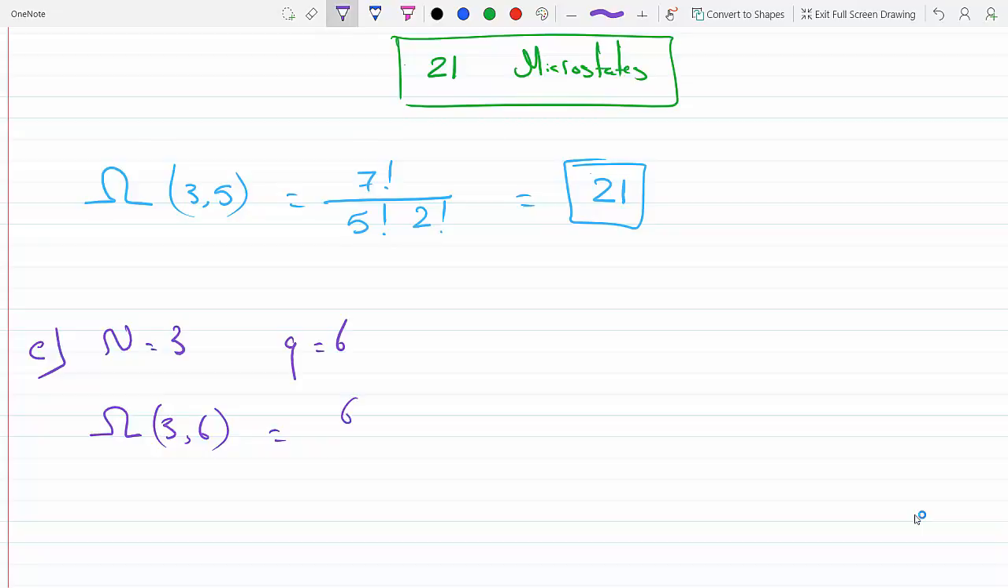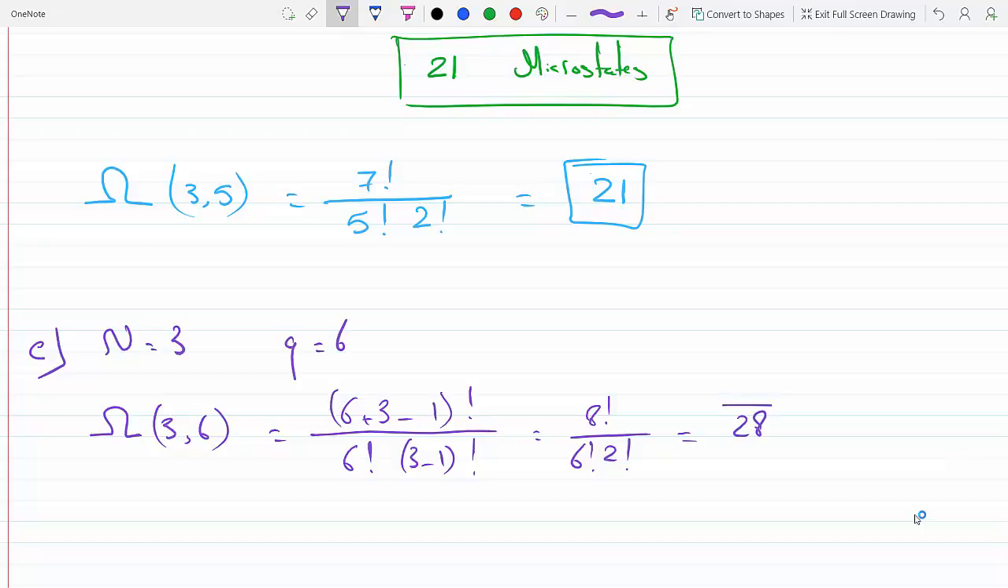So we would get 6 plus 3 minus 1 factorial divided by 6 factorial times 3 minus 1 factorial. So this would be 8 factorial over 6 factorial times 2 factorial. 8, yeah, divided by q factorial, yeah, q is 6. So 6 factorial times 2 factorial, so we would get 28, which is what a table would give you.